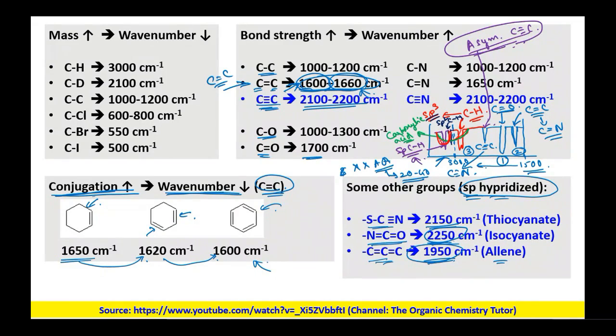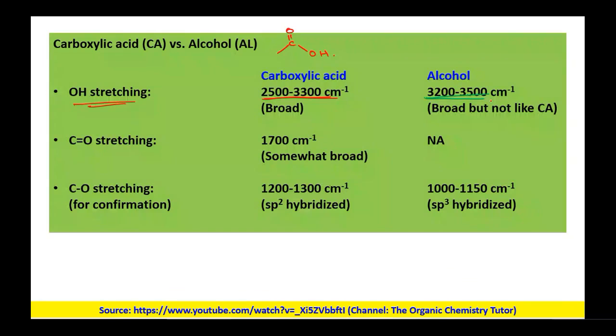Something like this. There would be a broad peak at 3200 to 3600. In many cases, this hydrogen bonding and this broad peak due to the OH stretching, it overlaps, due to the alcohol. So in both the cases, there would be an OH stretching. Carboxylic OH stretching will be much broader, whereas alcoholic OH stretching will be broad, but not as broad as that of the carboxylic acid OH stretching.